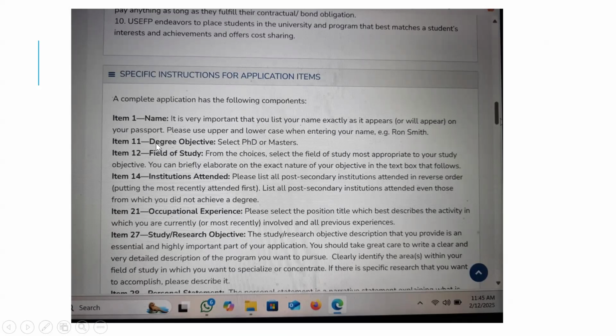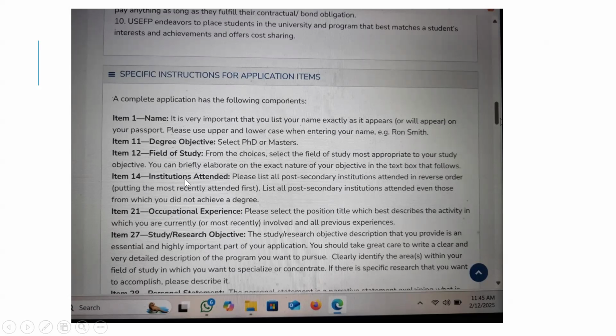Okay, so item 11, degree objective. Select PhD or master's. Item 12, field of study. From the choices, select the field of study most appropriate to your study objective. You can briefly elaborate on the exact nature of your objective in the text box that follows.